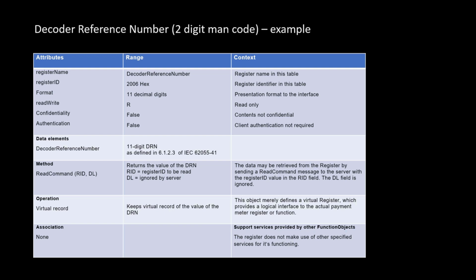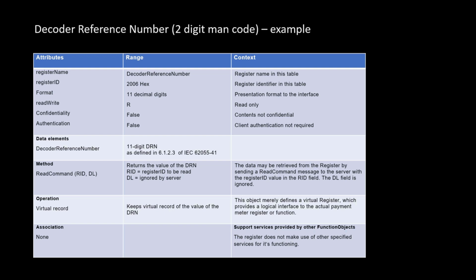Data elements, as defined in 62055-41 in 6.1.2.3. It's an 11-digit decoder reference number. Method would be a read command with the register ID, and DL is in fact ignored by the server. It returns the value of the decoder reference number read from that register.